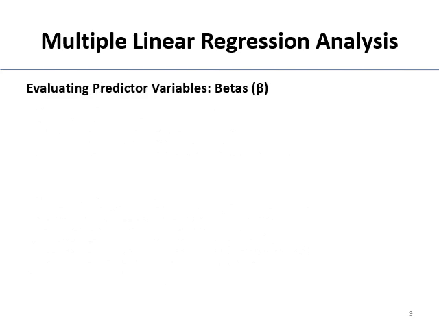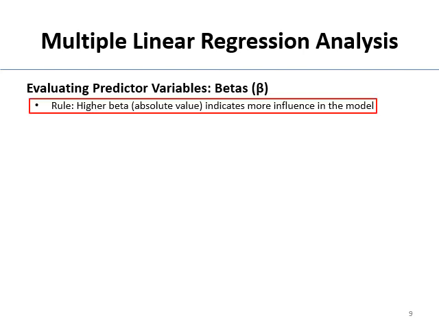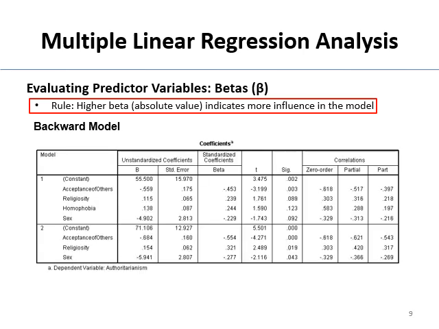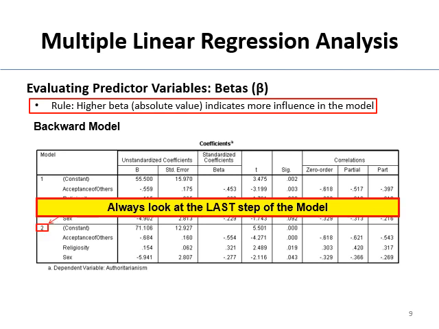So let's do the beta way of picking which predictors you think are the most important. Again, higher beta in absolute value indicates that that particular predictor is more important for your model. So backwards is the one I picked. Always go to the last step. Okay, don't forget that. Don't go to step 1. Go to the last step. There are my 3 predictors. We've got the constant, just kind of always in there. Acceptance of others, religiosity, and sex.